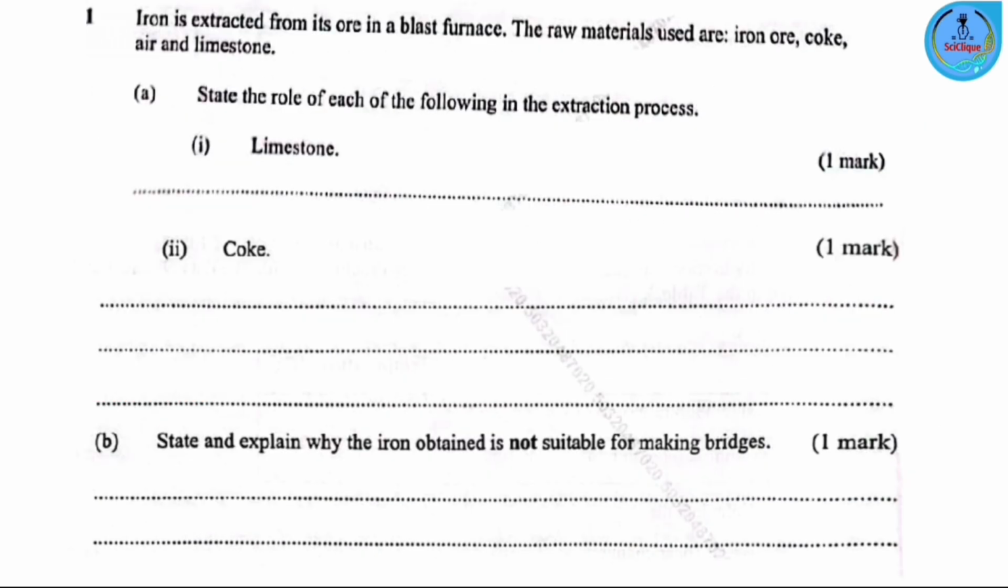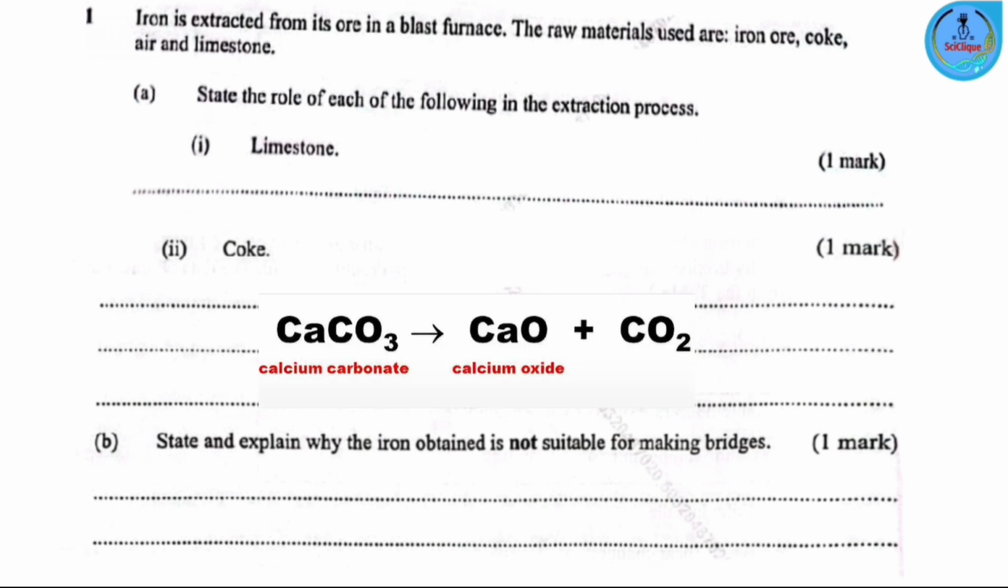Question number 11. Iron is extracted from its ore in a blast furnace. The raw materials used are iron ore, coke, air, and limestone. State the role of each of the following in the extraction process. Roman number 1, we have limestone. Limestone is simply calcium carbonate. So when this is heated, it's going to decompose. It breaks down, leading to the formation of calcium oxide and carbon 4 oxide.